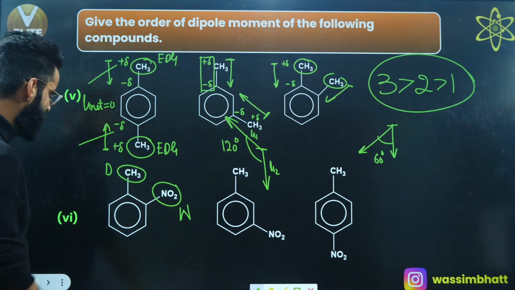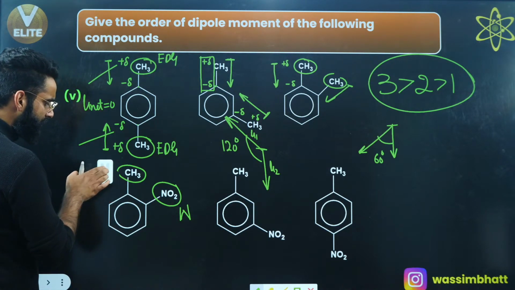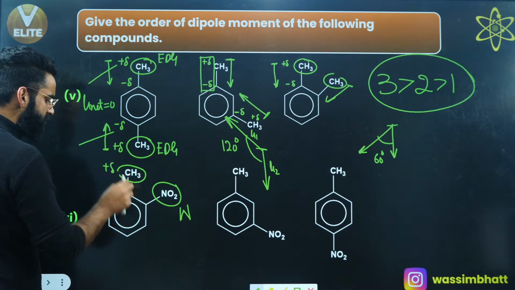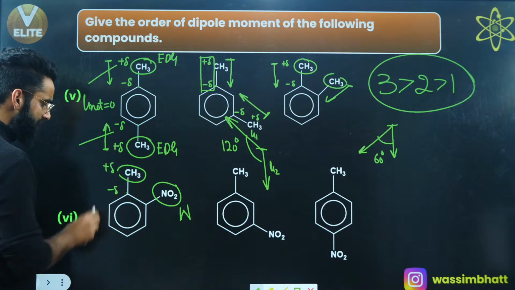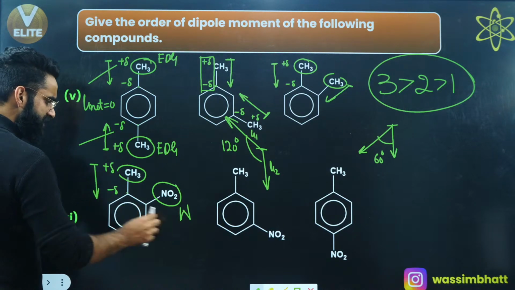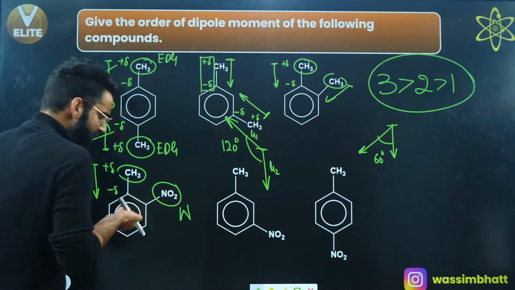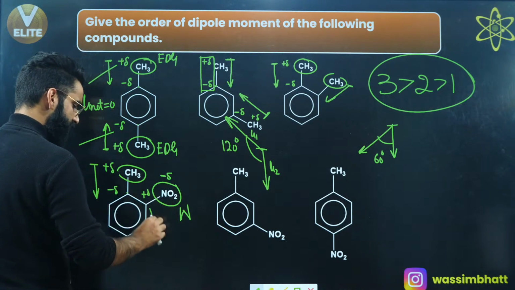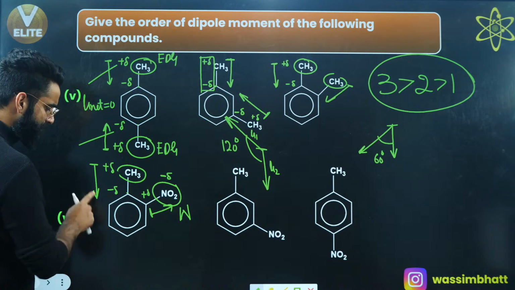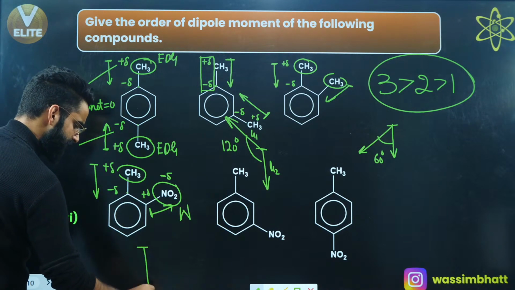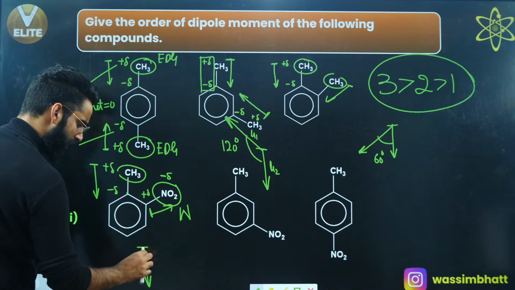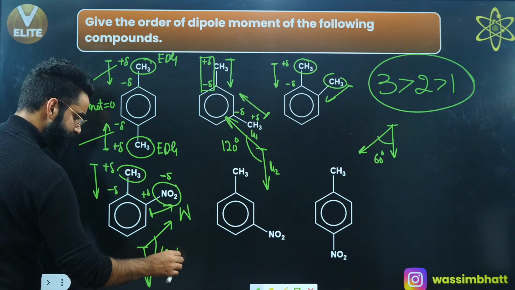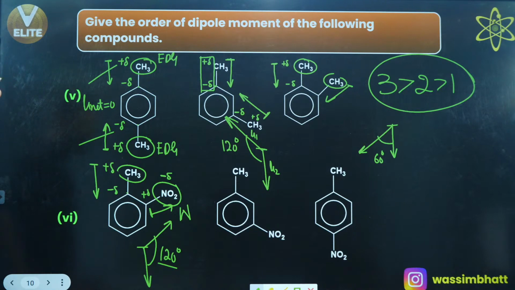Have a look, guys. If this is electron donating, this CH3 is going to donate electrons towards the benzene ring, due to which it gets delta positive and this gets delta negative. The direction of dipole moment is from positive to negative. Similarly, NO2 is withdrawing. It's going to withdraw the electrons from the benzene ring, due to which it gets delta negative and this gets delta positive. So the direction of dipole moment is in this way. Let me shift these vectors. One is downwards and one is in this way. What is the angle between the two? It's 120.